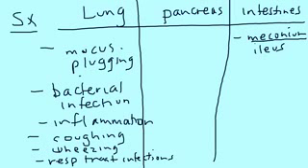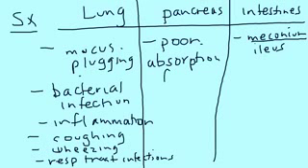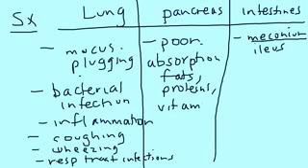Now let's talk about the pancreas. Well, the pancreas normally secretes digestive enzymes, and those digestive enzymes go into the intestine. But in a person with cystic fibrosis, these enzymes are not able to reach the intestine because of the blockage of the ducts that we illustrated earlier. So as a result, you get poor absorption of the fats and the proteins and the vitamins that the digestive enzymes of the pancreas normally are responsible for or aid in absorbing.